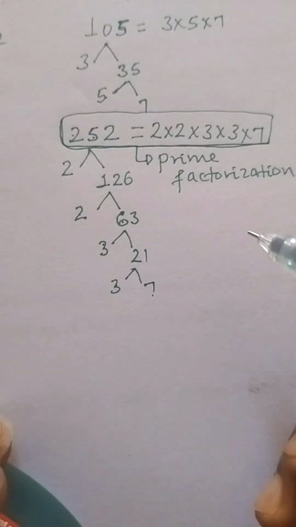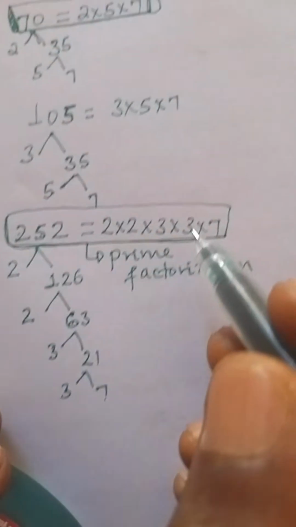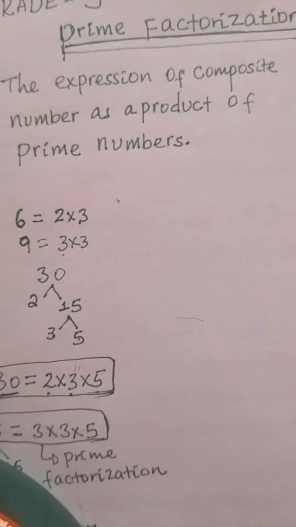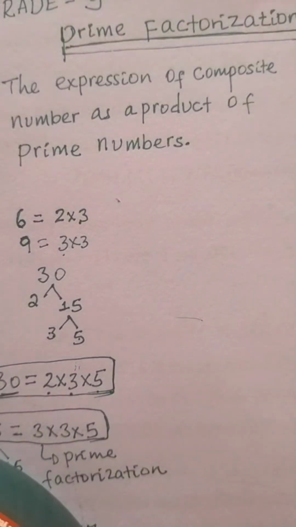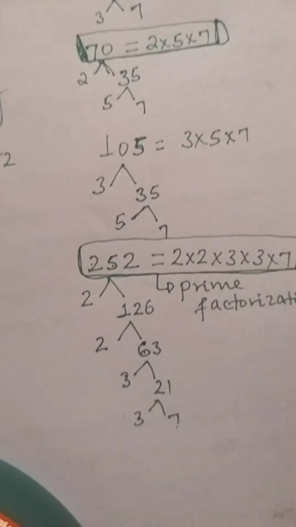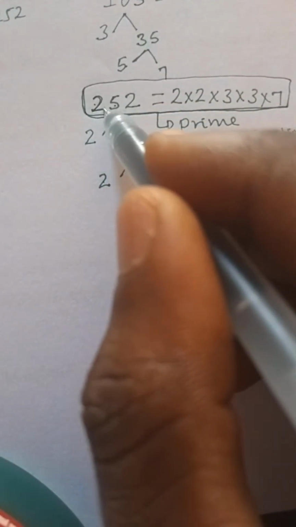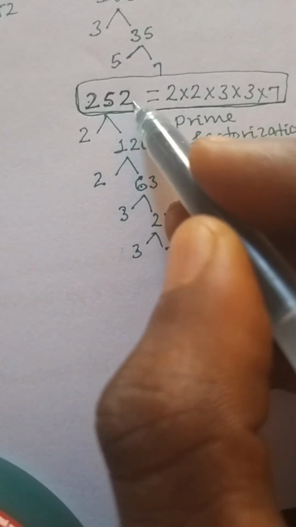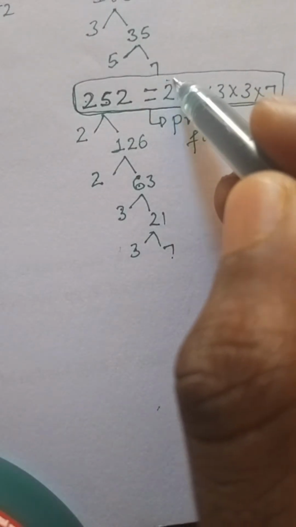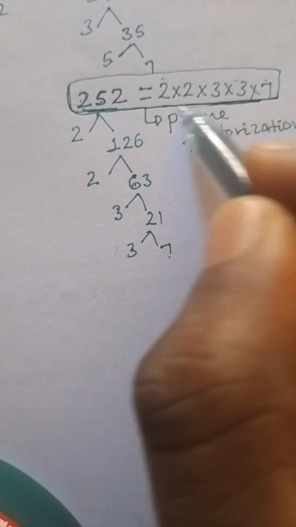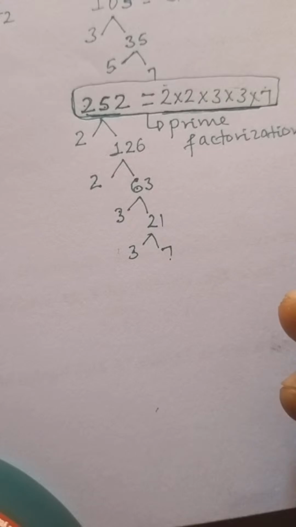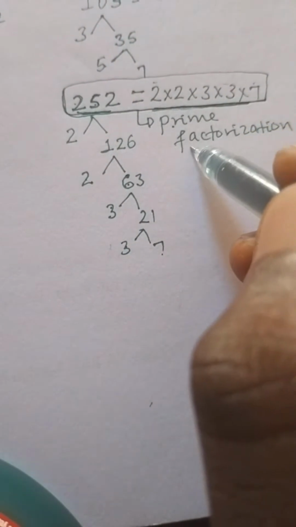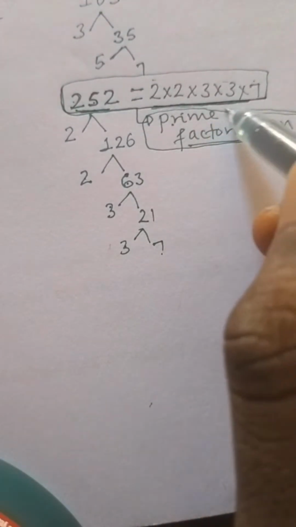Prime factorization. When we say prime factorization, what does it mean? Here we explain what it means. The expression of a composite number as a product of prime numbers is called prime factorization. What is this number? Is it prime or composite? It is composite, always. It is obvious. So this composite number is expressed as a product of prime numbers. These are all prime numbers. This kind of expression is called prime factorization, my student.